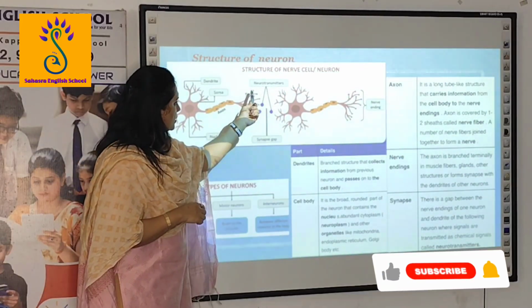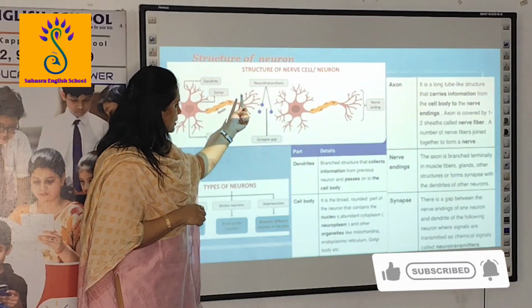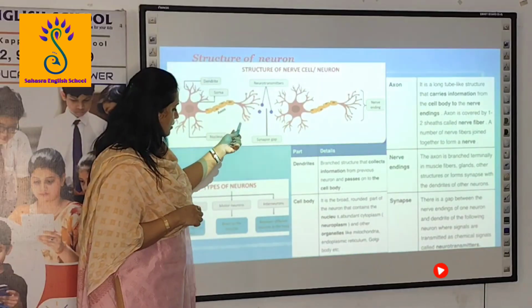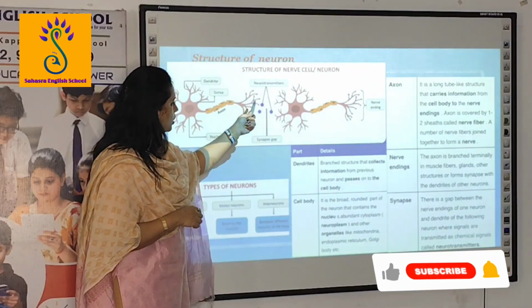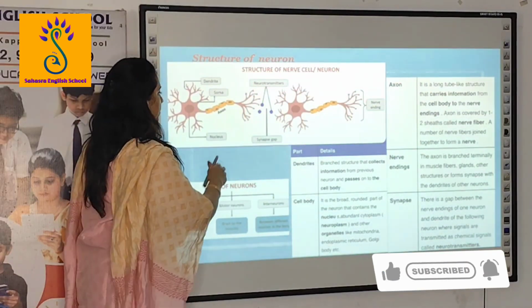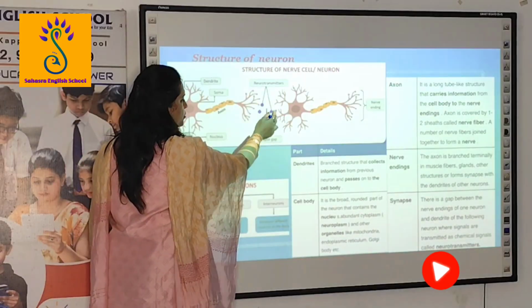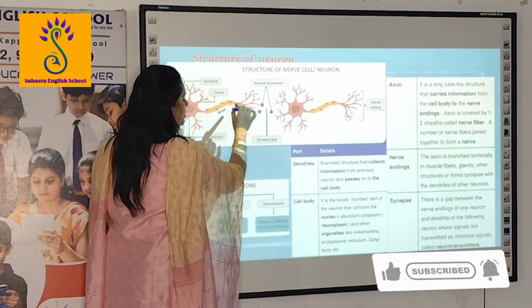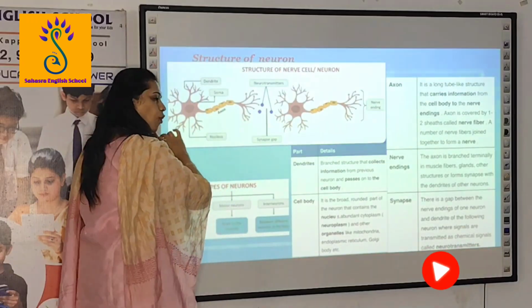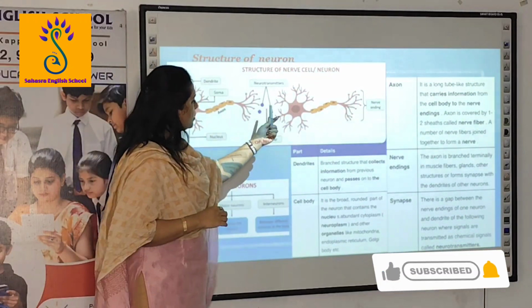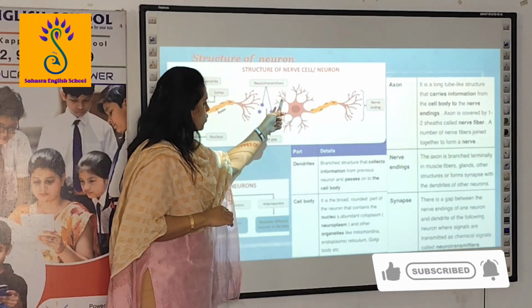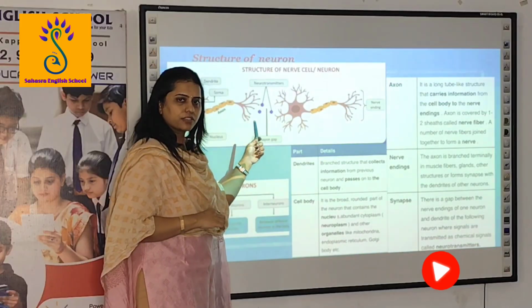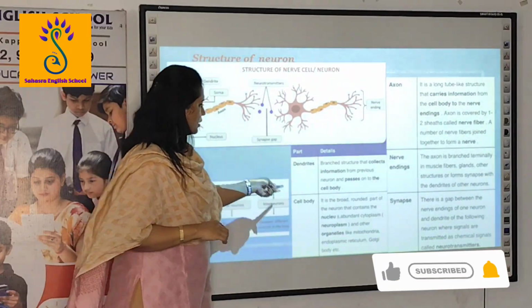These are the nerve endings. This is the terminal point, and these are called the nerve endings. They have these neurotransmitters. The gap between the nerve ending of one neuron and the dendrites of another neuron is called the synapse. This is called the synapse. So we'll look into this.